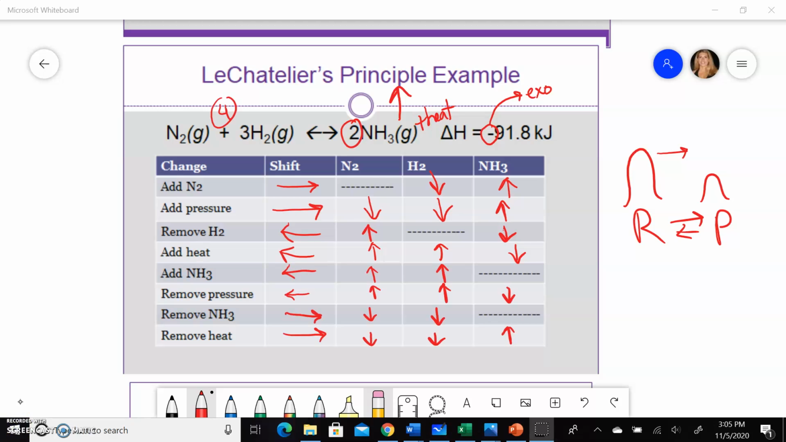NH3, when you remove that, it makes that pile shorter, so it would shift to the right. I'm sorry, you're adding NH3. We're doing this one right here. So adding NH3 makes it taller, so you shift it to the left. And that increases the reactants.